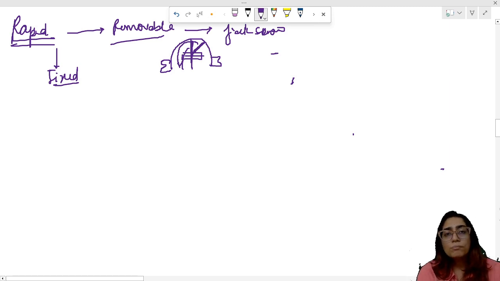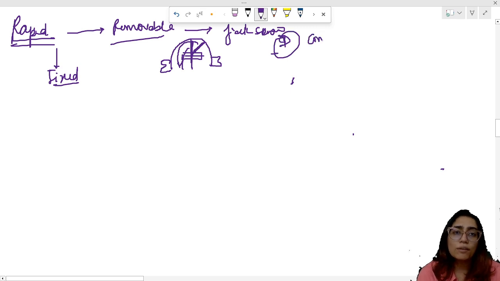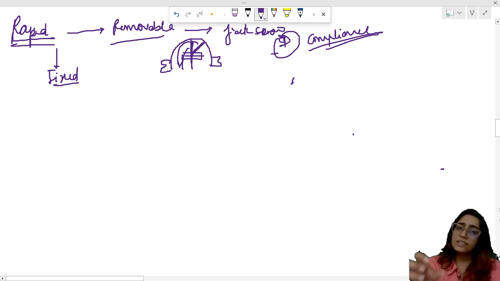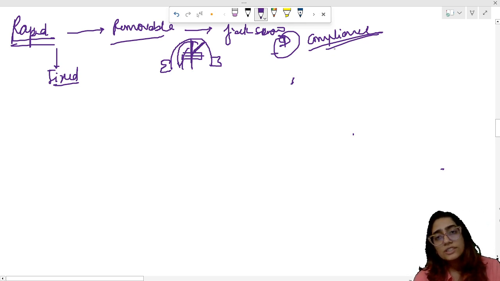So this is removable, but the disadvantage for this particular appliance is that it is based on the compliance of the patient. In rapid expansion it is more traumatic, we are doing more activations, so since it is dependent on the compliance of the patient, there will be no skeletal expansion with such removable appliances. So for rapid expansion we avoid giving removable appliances altogether.